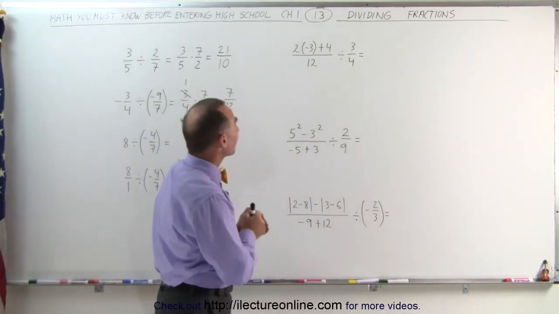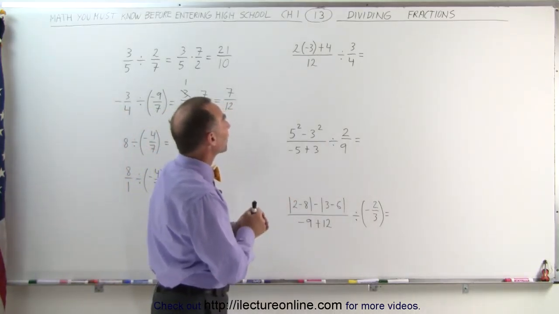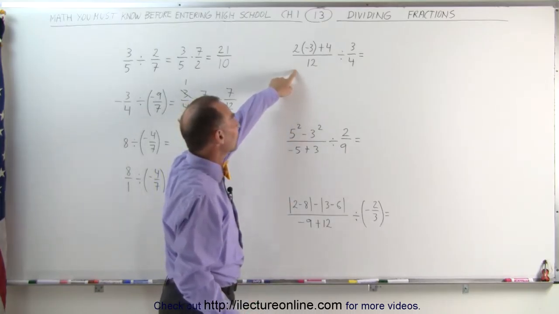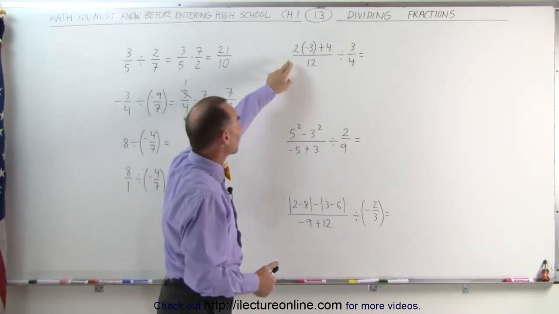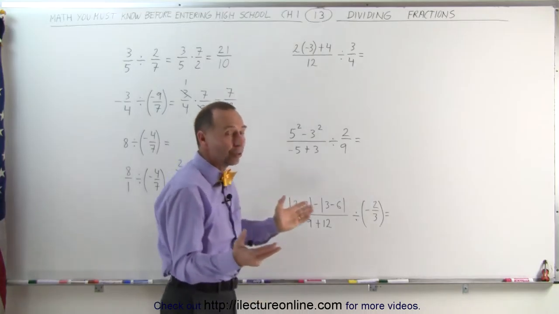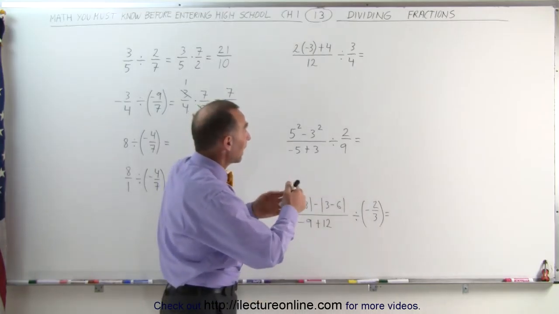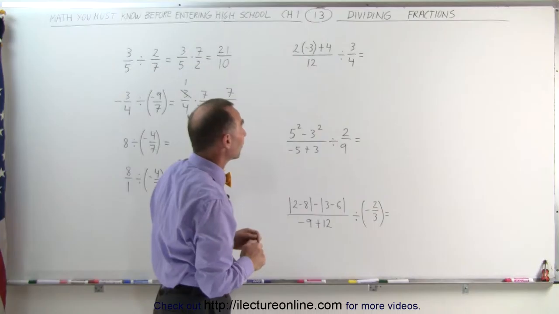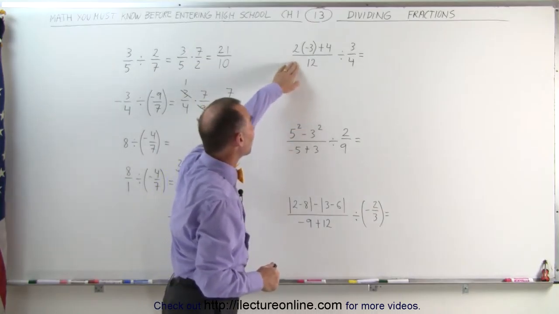Now on the right side here, notice that we have some complications. The left fraction is somewhat complicated. We have to simplify these first before we can actually do the division, or in essence, do the multiplication by, of course, taking the inverse of the second fraction. So we have to simplify this.